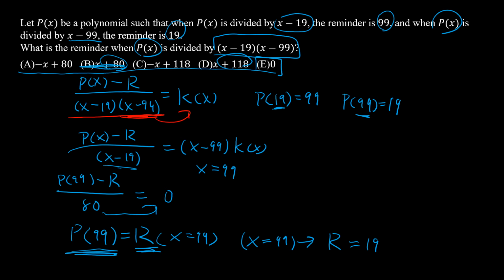So we cross off those that don't apply. So we know it's a negative x plus a constant k, and that equals 19 when x is 99. So we just plug that in, and what we got is 118. So the correct answer is C.